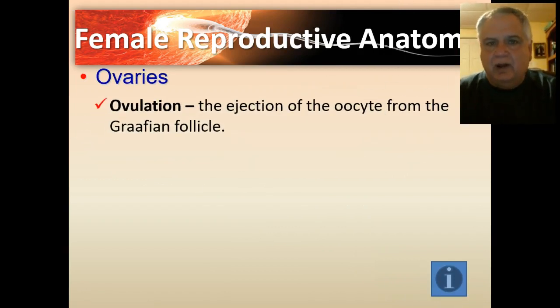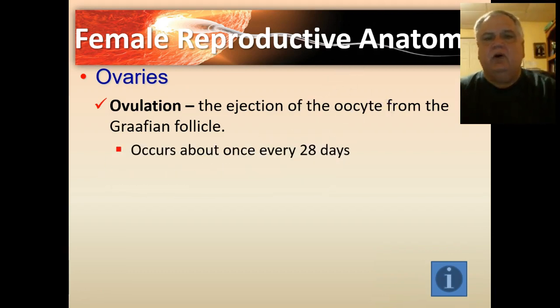Okay, so we said the Graafian follicle will eventually rupture to release the oocyte from the ovary. This process is referred to as ovulation. So ovulation is the release or ejection of the oocyte from the Graafian follicle. Ovulation occurs about once every 28 days. And as all of the females in the class know, that's not an exact science. It doesn't happen right on the 28th day.